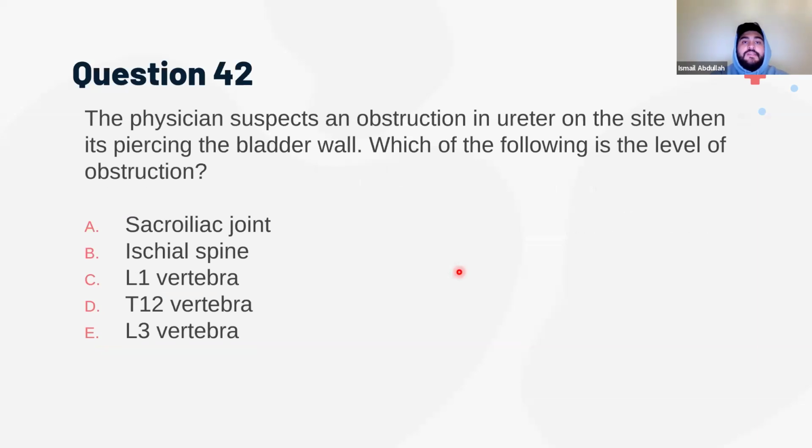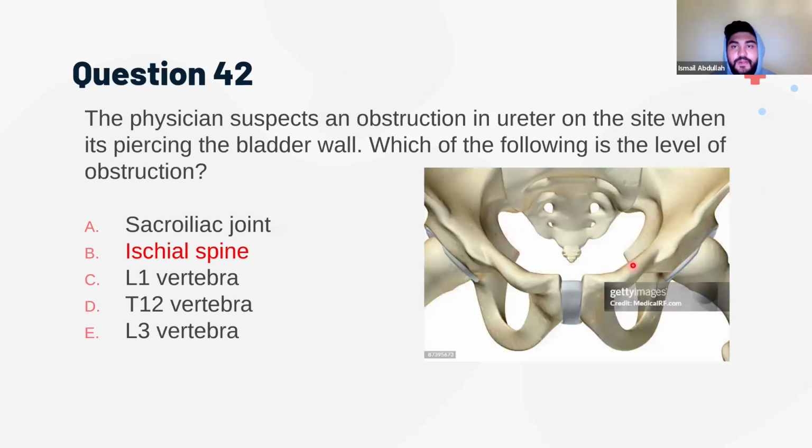So the physician suspects an obstruction in the ureter on the side where it pierces the bladder wall. So they're talking about the ureterovesical junction. Which of the following is the level of obstruction? Yeah, it's going to be the ischial spine. That's correct. So this is the ischial spine right here. This is the pelvic brim and sacroiliac joint.